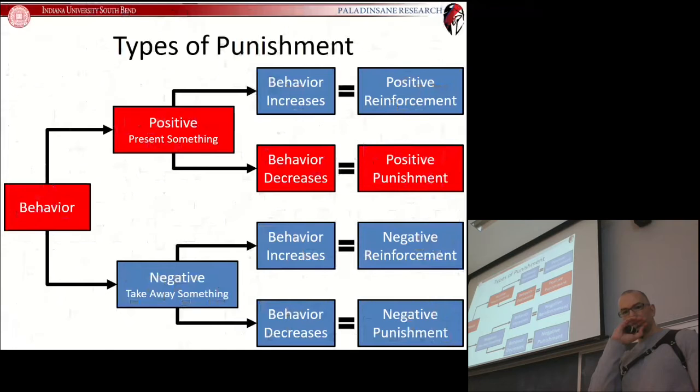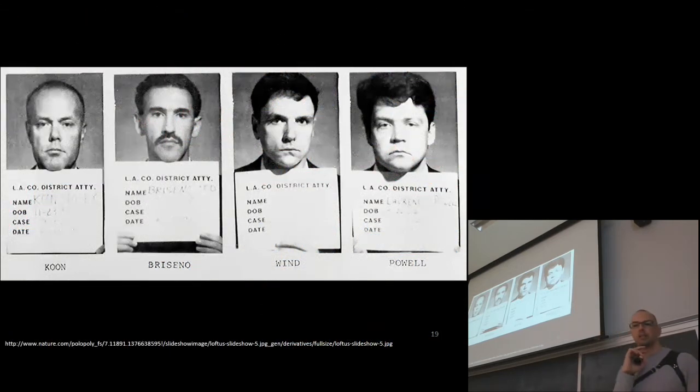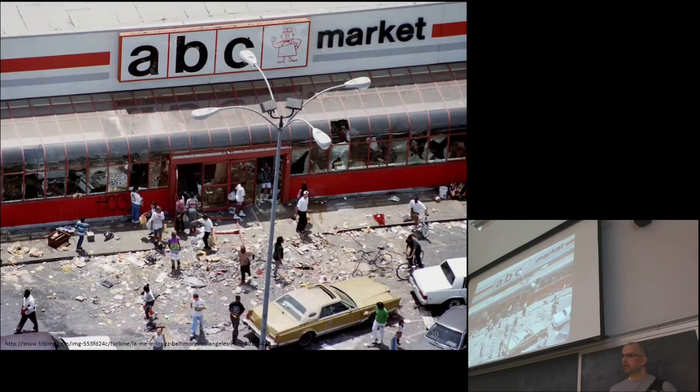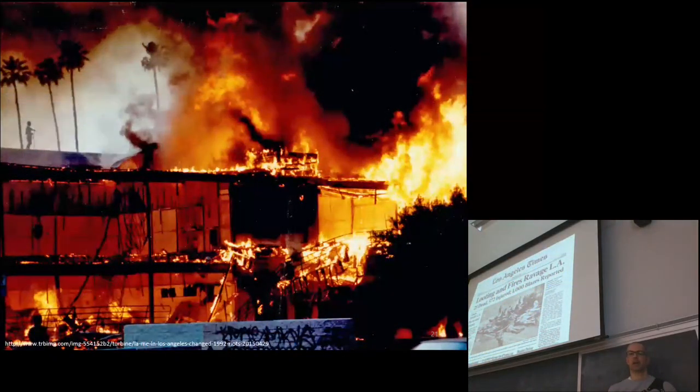All right, so talking about positive punishment. So positive is when something was presented, behavior decreased. That's an example of positive punishment. As I mentioned, these individuals went on trial. They were initially acquitted, and once they were acquitted, you saw there in the video, it was called, I think, the day LA burned. There were massive riots in Los Angeles. So there was massive looting in the streets. There were fires being set.